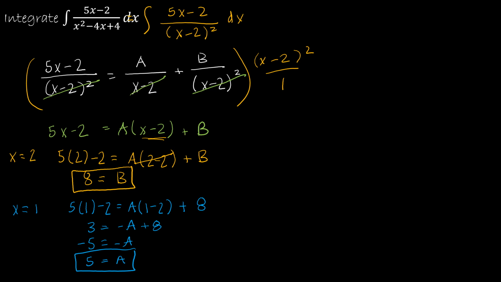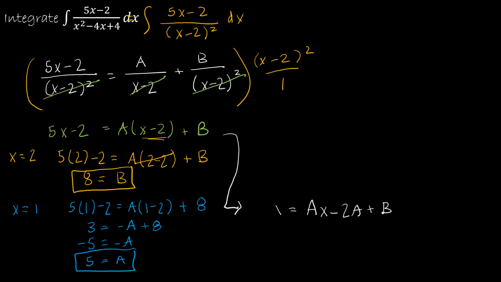The other way, and I do want to introduce you to this way because a lot of people, when they solve partial fractions, do it all in this method, so I just want to point out that this is another method that you can use. If I took this guy and rewrote it, 5x equals, and distributed the ax minus 2a plus b.